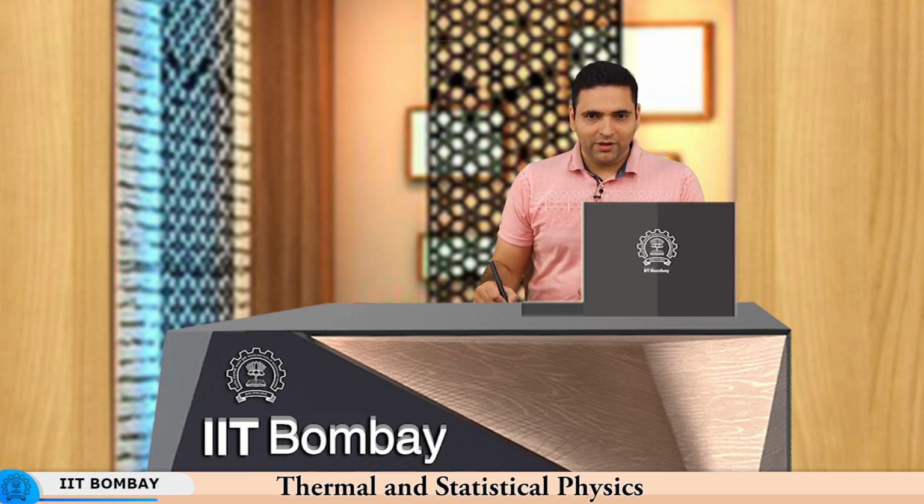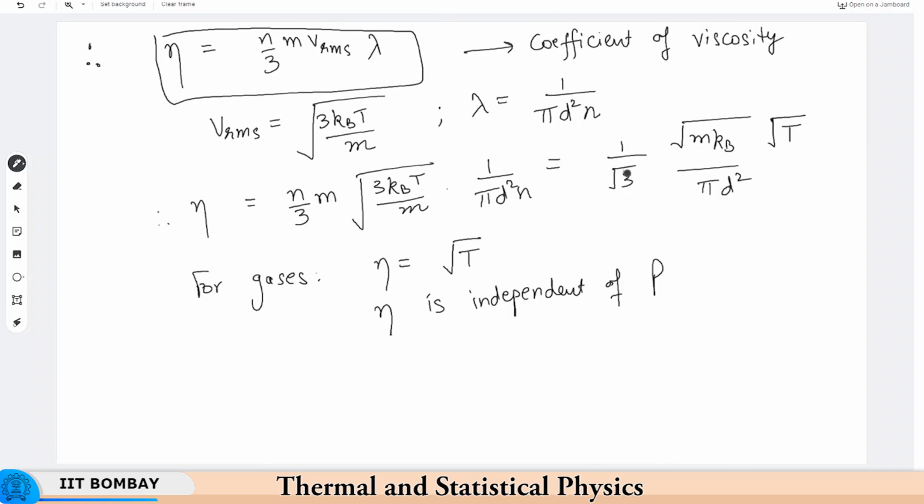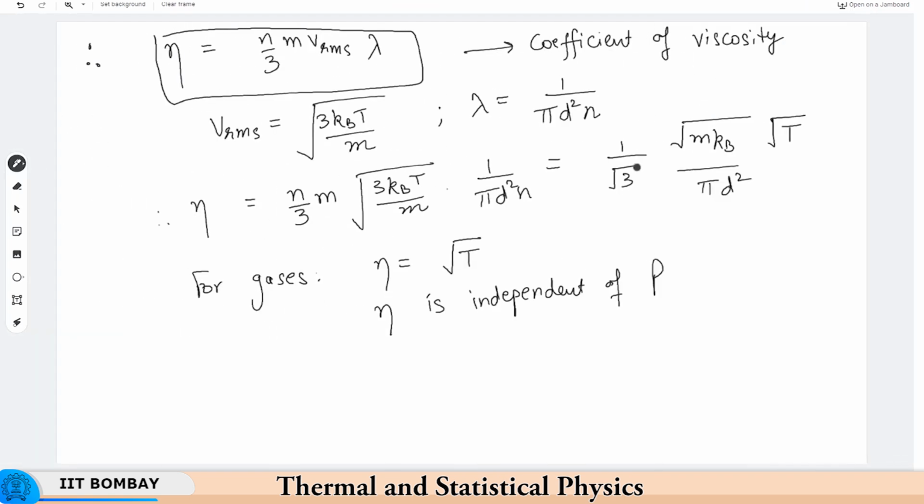Remember, we now have this formula of eta, which is 1 by square root of 3 times this thing, and now we can very easily plug in all the values that we know for the water molecule. So, for example, eta of H2O in gas phase will be, maybe I can write this down again, square root of m k_B T by 3, I am just rewriting this formula, times 1 by pi d square.